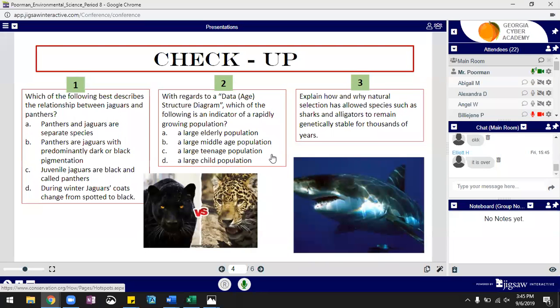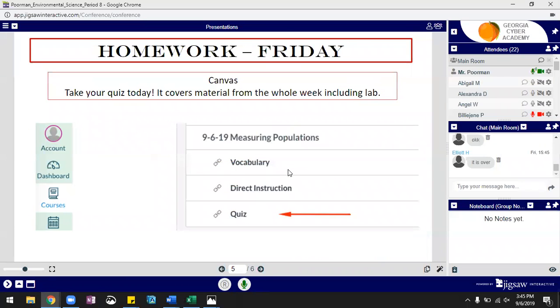Unfortunately, class is over. We don't have time to go into this checkup. But I just want to make sure that we're all on the same page. Everyone should finish the vocabulary and the direct instruction. You have more than a week to do this quiz. I suggest maybe doing it tomorrow, getting a good night's rest, reviewing some of the modules from this week, and taking the quiz tomorrow.